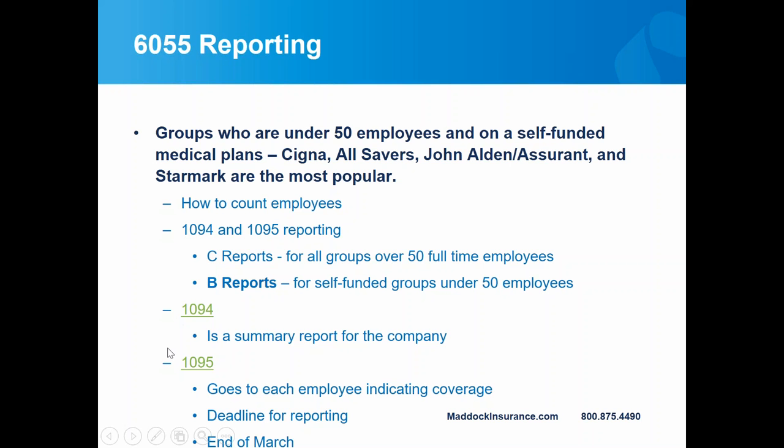So there's two different forms we're going to go through. The 1094 is basically kind of like a fax cover sheet. It's a summary report for the company. And then we have the 1095, which is the form that's going to go to each employee, as well as you're going to send a whole stack of them with the 1094 to the IRS.